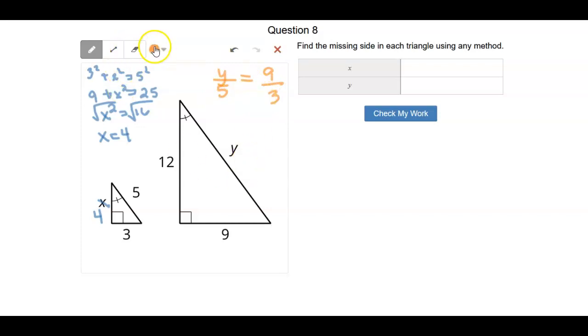So when we solve this one, we just do cross multiplication. So y times 3 is 3y. 9 times 5 is 45. Make those equal to each other, divide both sides by 3, and so y is equal to 15.